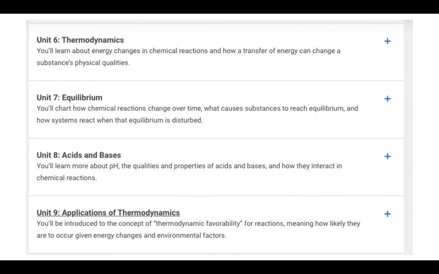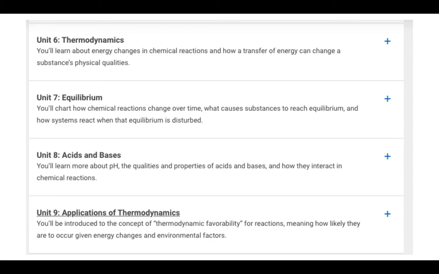So it looks at this point like Unit 8, acids and bases, and Unit 9, applications of thermodynamics. That includes thermodynamic favorability, which is the delta S and the delta G stuff that I may have mentioned in class, which we haven't covered yet, but we would have been covering in a later chapter.